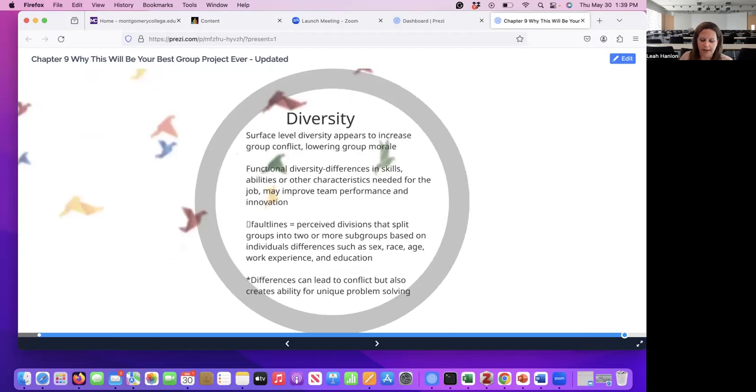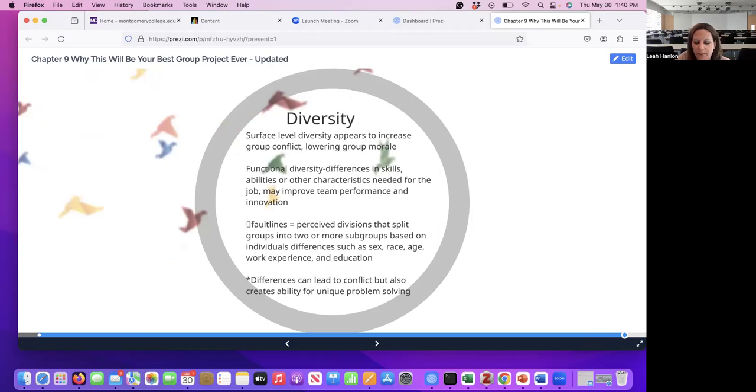And then the last property, diversity. This is the extent to which members of a group are similar to or different from each other. There are differences in skills, abilities, or other characteristics needed for the job, which is functional diversity. Challenges of group diversity, fault lines. These are perceived divisions that split groups into 2 or more subgroups based on individual differences such as sex, race, age, work experience, and education. Differences can lead to conflict, but also create the ability for unique problem solving.